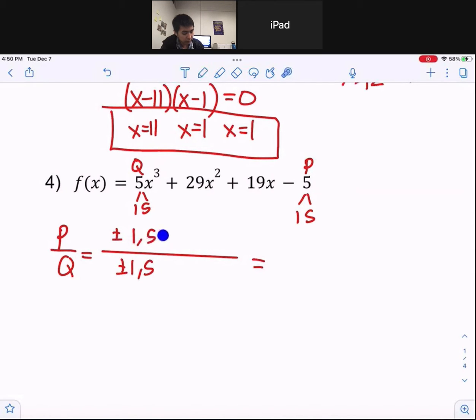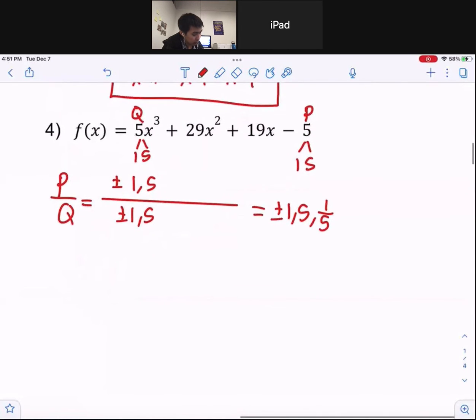So 1 and 5 divided by 1 is just itself, so 1 and 5. But then 1 over 5 is a new number. 5 over 5 is not a new number, because 5 over 5 is just 1, which is already in the list. So these are the numbers that we have. We got 1, 5, 1/5, or the negative versions of all those, right? So you have to guess and check by using synthetic division to see which one will give you a remainder of 0. One of the answers will be -1.